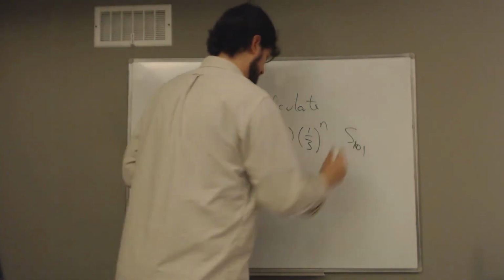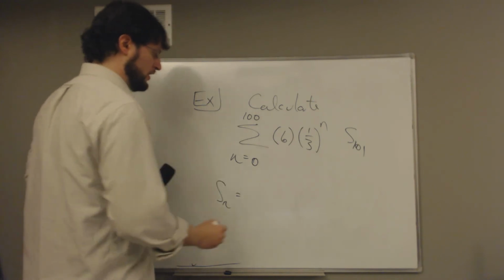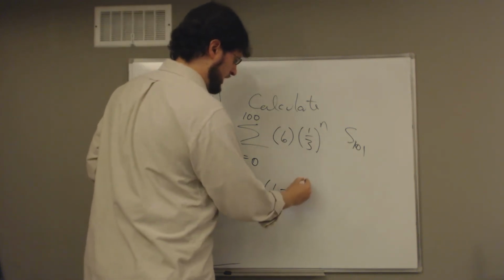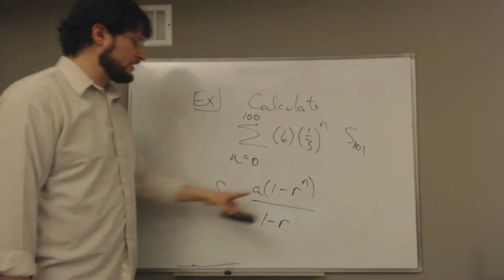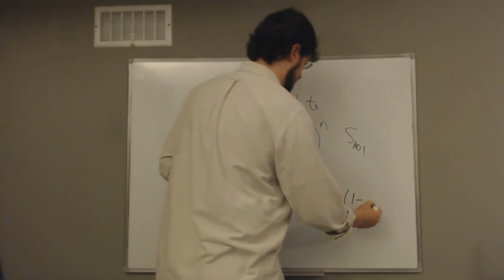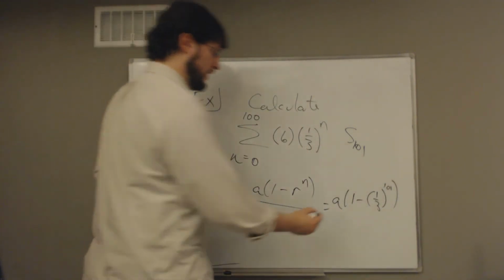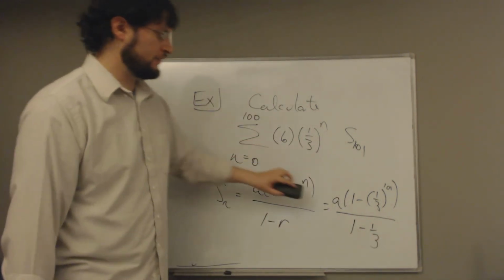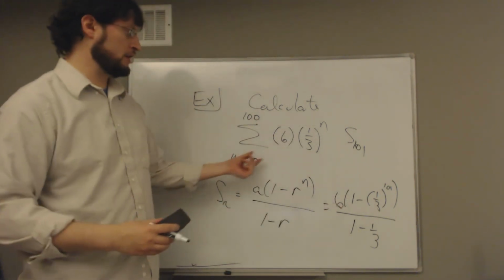And so in that case, now we need to go back and look at our formula. S sub n was a times 1 minus r to the n all over 1 minus r. But n in this case is 101, so this is a times 1 minus r, which is a third, to the 101, divided by 1 minus 1/3. And a, careful, a is 6. The first term, because when I plug 0 in, this becomes 1.